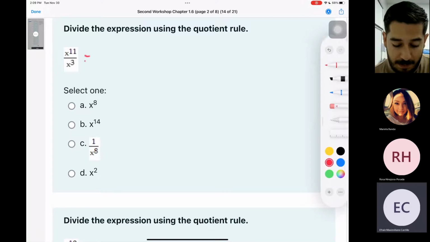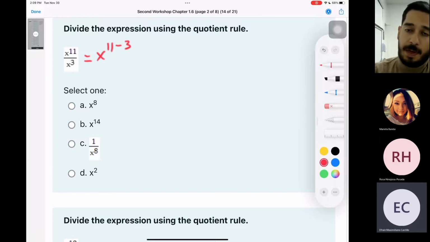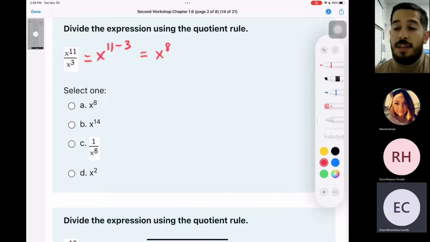In this case, the result is going to be x because that's the variable. I'm going to take the exponent on the top, 11, and I'm going to subtract the exponent on the bottom. That's going to be my process. Top minus bottom, top minus bottom. Okay, so 11 minus 3 is going to be x to the power of 8. Kind of the opposite of the product rule, the quotient rule. Division of variables means subtract top minus bottom. So that result should be x to the power of 8.